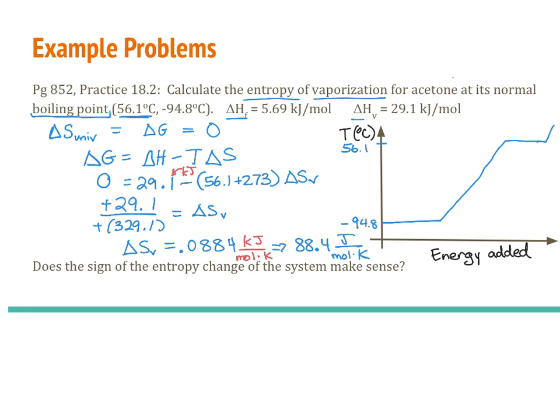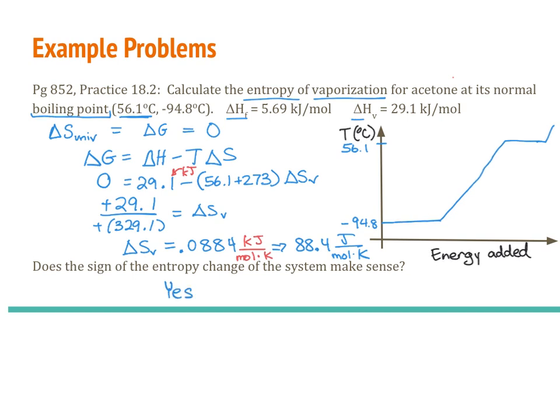Therefore, it should make sense that going from a liquid to a gas, the entropy is going to increase. That means that it should make perfect sense. I should be expecting to have a positive delta S, or an increase in entropy in this problem. So yes, the sign of the entropy change makes a lot of sense.